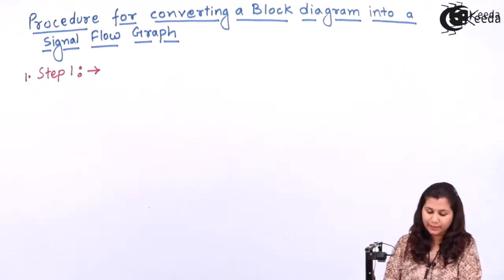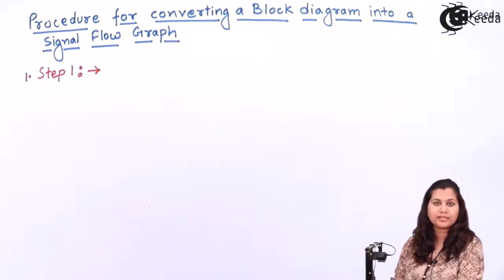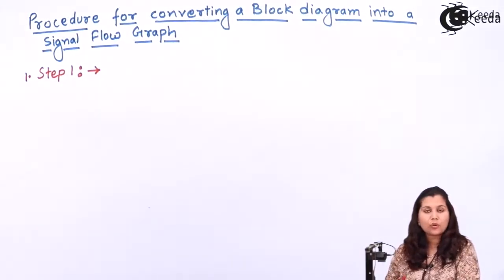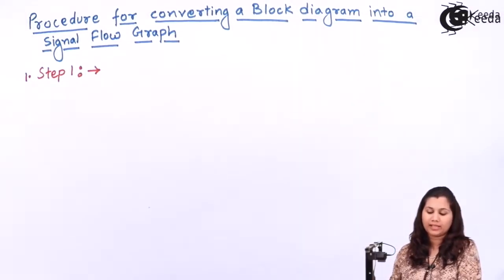Now the first step for this conversion is to represent all the summing points, takeoff points and the input and output of the block diagram by nodes.